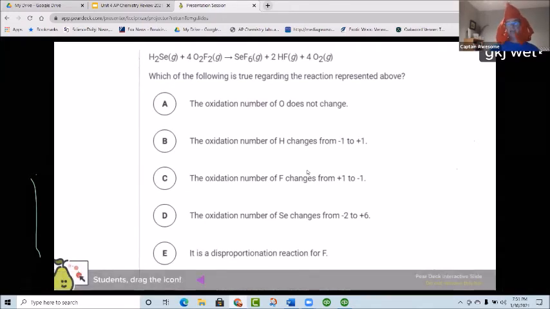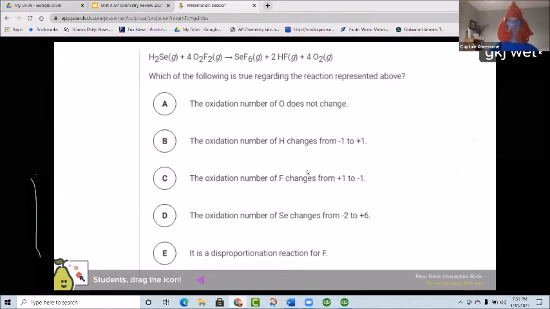A, the oxidation number of oxygen does not change. Well, on the left-hand side, oxygen is paired up with fluorine. So it's going to have an oxidation state of +1, because fluorine always gets to be -1. Normally, oxygen's -2 when it's combined with something else, but fluorine always gets to be -1. On the right-hand side, oxygen is 0 because it's an element all by itself.